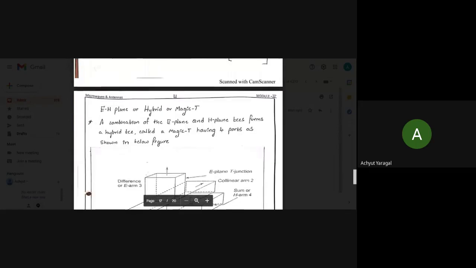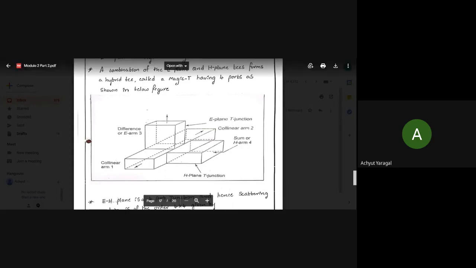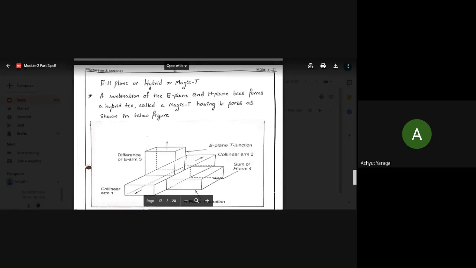Very easy to understand. If you understand the E plane, it's quite easy to understand the H plane also. The last one of this class is the EH plane. That means we are trying to use both the ports here, that is E arm and H arm. It is a 4-port network, a 4-port T junction you can consider, E and H plane Ts. It is also called a hybrid or magic T.